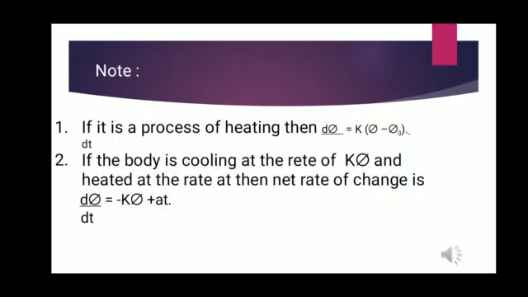Note: first, if it is a process of heating, then d theta upon dt is equal to k bracket theta minus theta 0. Second, if the body is cooling at the rate of k theta and heated at the rate of at, then the net rate of change is d theta upon dt is equal to minus k theta plus at.